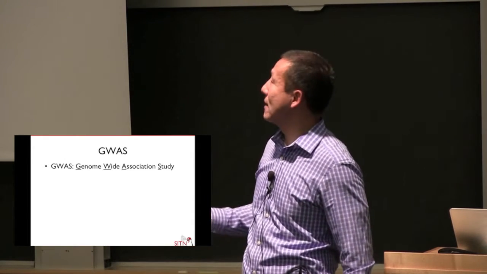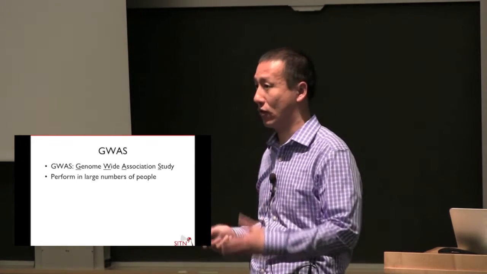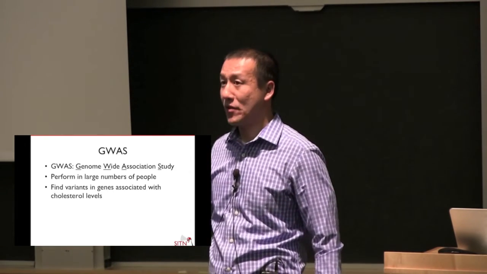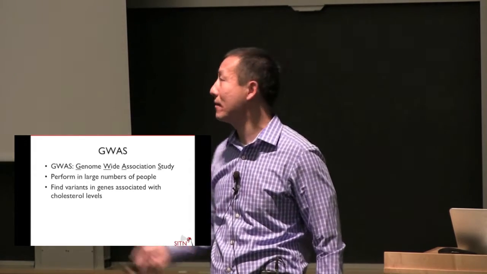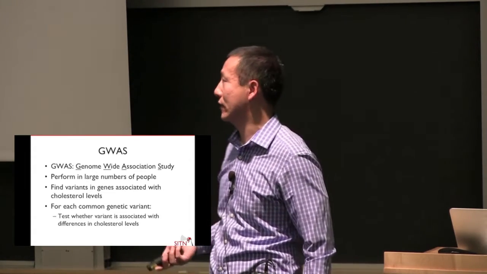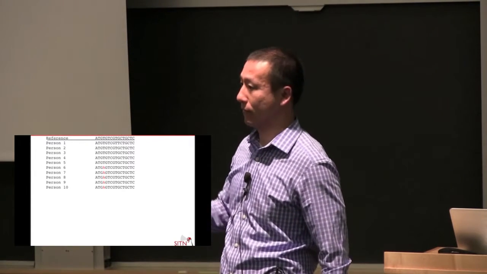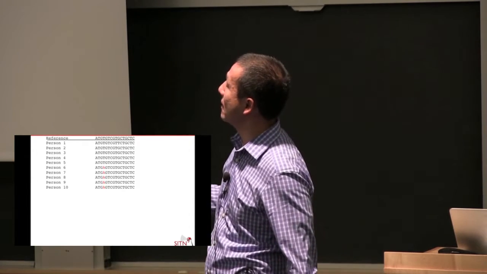And so you look across the genome and find genetic variants that are associated with differences in cholesterol level. For each common genetic variant, so these variants present in many people, you can test whether the variant is associated with cholesterol or not. I'll show you this in the next two slides. So here's a reference sequence for this gene. I'm going to sequence 10 people.